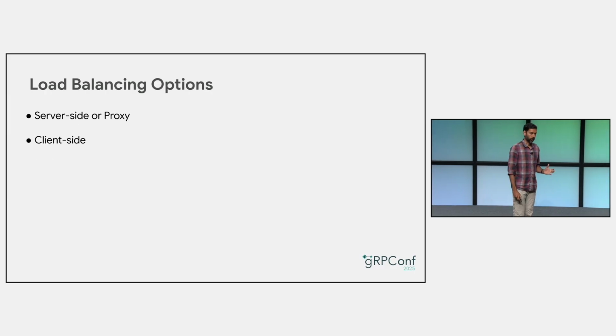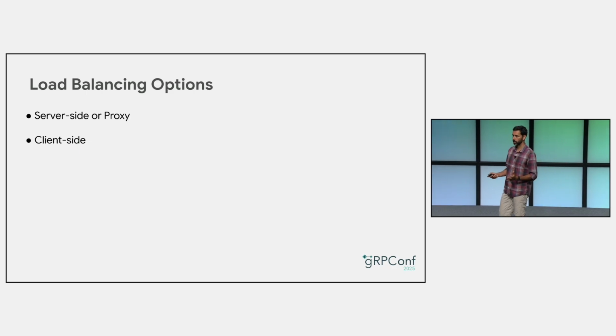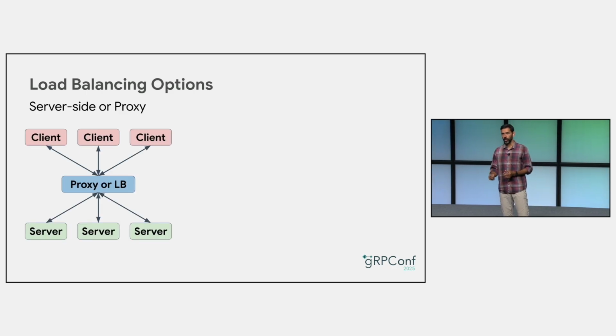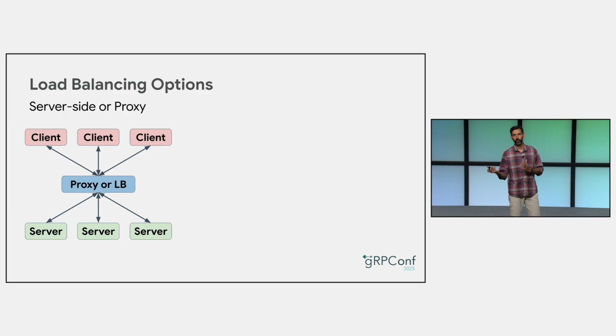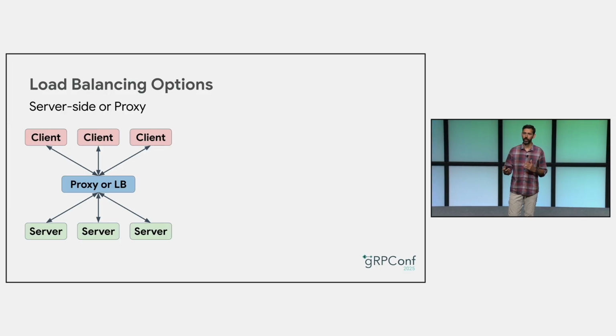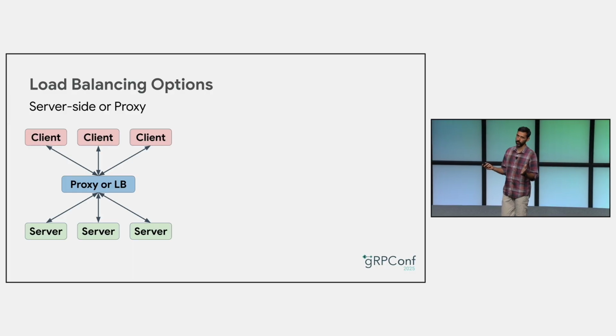Now, at a high level, you have two options for load balancing. One is server side and the other one is client side, and this is a choice that applications need to make upfront. With server side load balancing, our clients send all traffic to a proxy, and the proxy takes care of distributing this traffic across the server backends.